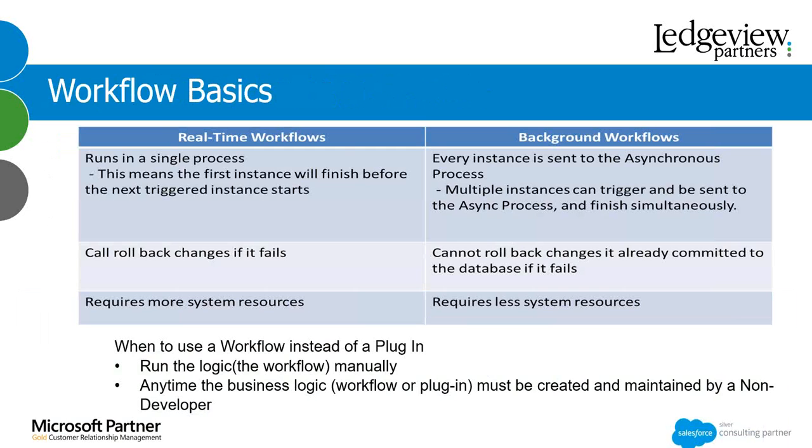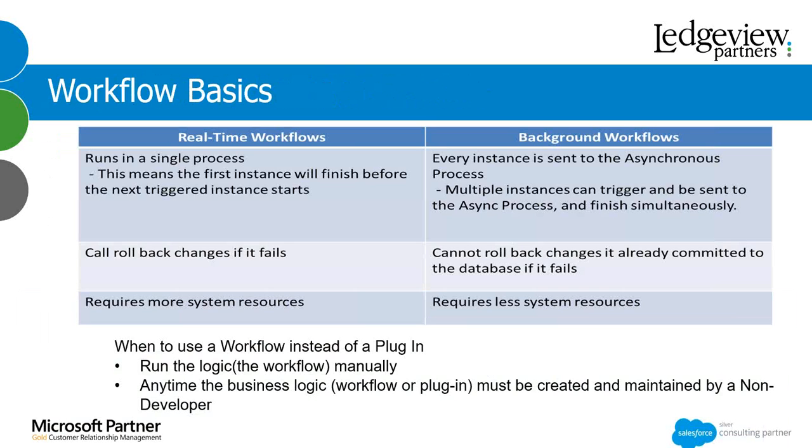Now, I mentioned in the previous slide real-time workflows versus background workflows. Real-time workflows run in a single process, meaning they create their own process and the workflow has to run start to finish before the next one can be triggered. With a background workflow, it's set into an asynchronous process, which means other instances can trigger because they're all sent to this asynchronous process and they can finish simultaneously.